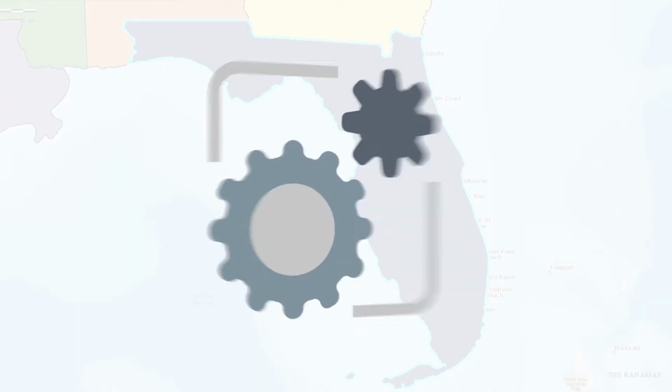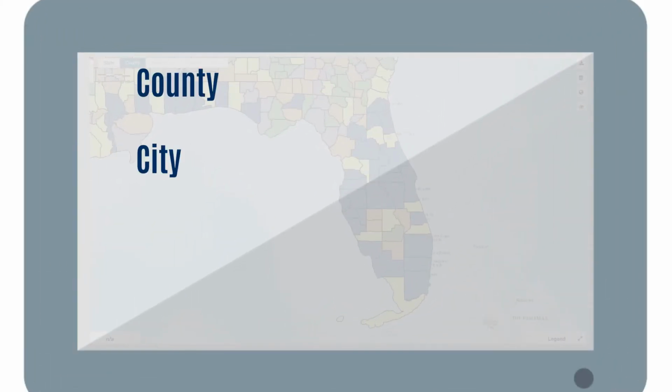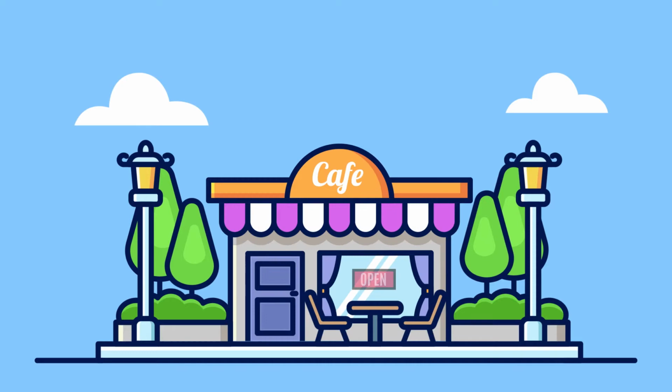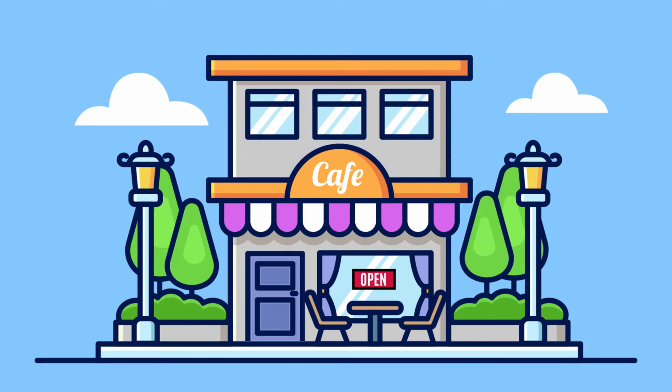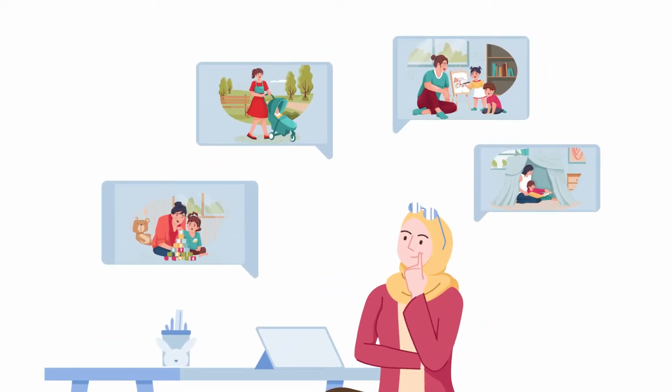This tool offers an easy way to access and use key demographic and economic data at the county, city, zip code, and tract levels. This data helps small business owners plan for opening a new location or expanding an existing one. For this exercise, we are going to research as if we want to start a daycare center.